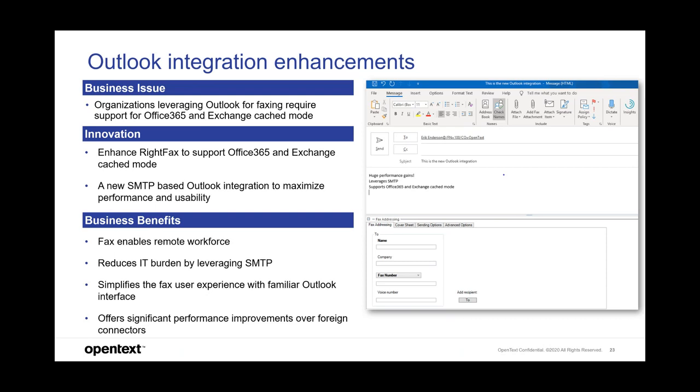So you'll notice that the information that's in new fax is also available in Outlook as well. So you can address a fax. You don't have to know the complex IETF addressing or anything like that. You could just say, I know this is going to Eric. I know his fax number is 555-1212. I enter that into the information, and then the add-in handles the rest. So it simplifies the fax user experience within a familiar Outlook interface. And ultimately, it provides a significant performance improvement over kind of the old method of a foreign connector type of delivery. All right, next slide, please.